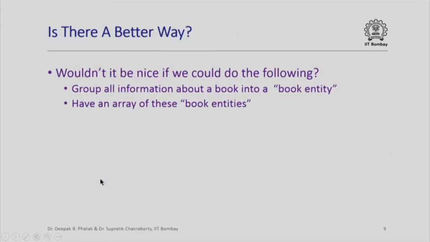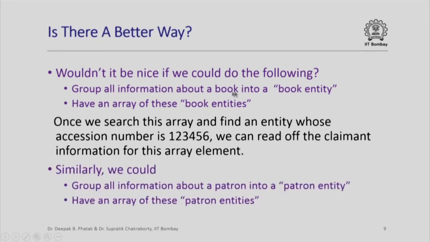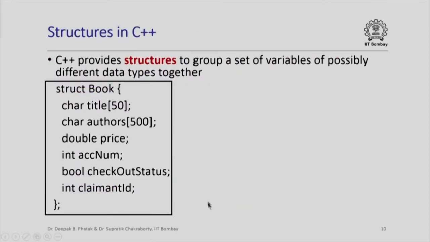So is there a better way to go about doing this? Well, in trying to answer this question, let us first ask, would it be nice if we could do the following: if we could group all information about a book into a book entity and then have an array of these book entities. So once we search this array and find an entity whose accession number is 123456, since all information about a book is stored in the same entity, we could simply read off the claimant information from this entity which is an element of this array. And why just group information about book entities? We could also group information about patrons into patron entity and then have an array of these patron entities. So how do we do this in C++?